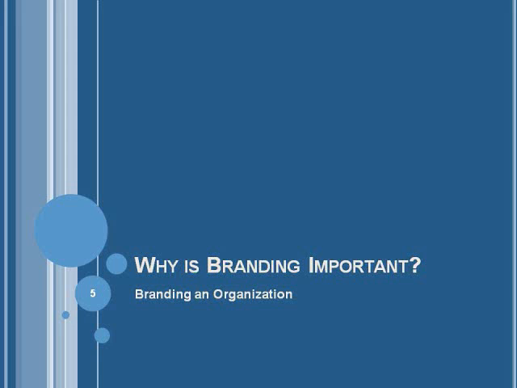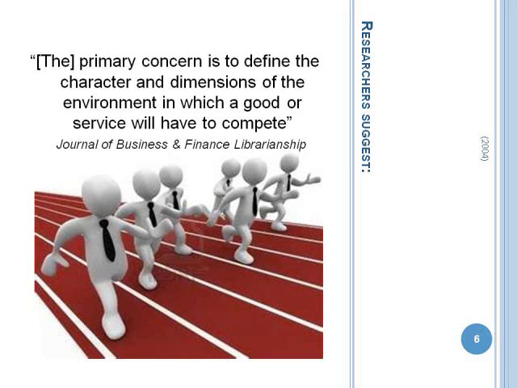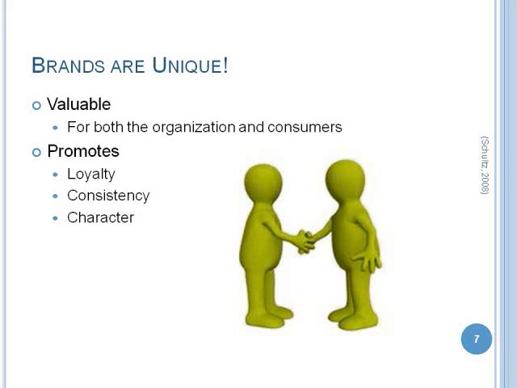So now that we've identified branding, we can specify why it's important for the company. The primary concern is to define the character and dimensions of the environment in which a good or service will have to compete. So what the Journal of Business and Finance Librarianship was saying here is that if you know the character and dimensions of the environment in which your company is run, then you'll be able to express why it's so valuable as a service or as a good to your consumers and also to your staff. Brands are unique. They're seen as valuable by the organization as well as by the consumer, and they're there to promote the loyalty, the consistency, and the character, amongst other things, to the consumer from the company themselves, saying this is us, this is what we consist of, and this is why we're a trustworthy company.